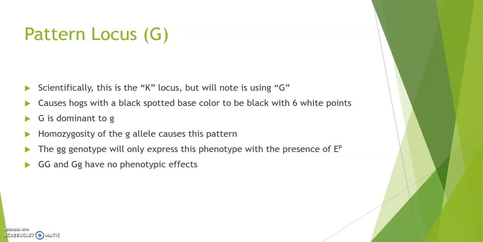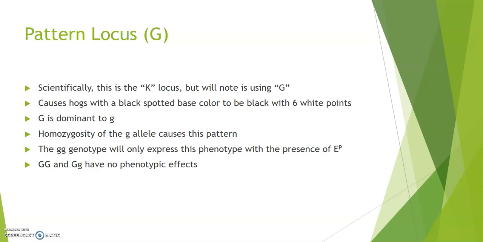Okay, so our pattern locus, this is the G one. I told you before in class that it used to be a K, but I use G so it's easier. This is going to cause hogs with a black spotted base color to be black with 6 white points. The important thing here is to realize that the only time this comes into play, first of all, is whenever you have 2 small g's, okay? If you have a heterozygote, big G, little g, it's not going to do anything, so you don't even want to worry about it.